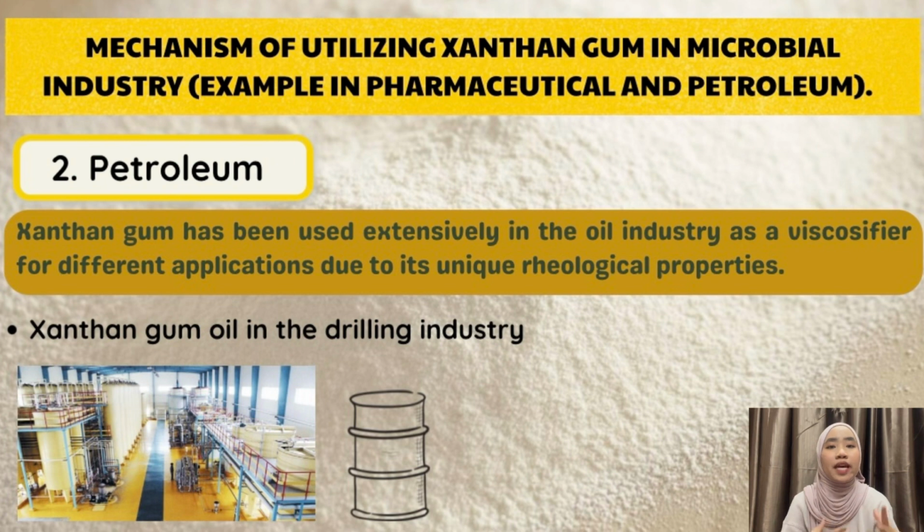Xanthan gum has been used extensively in the oil industry as a viscosifier for different applications due to its unique rheological properties. Xanthan gum products are far more potent than other polymers in thickening, and are salt resistant and pollution resistant, especially for drilling in oceans, beaches, high hydrogen layers, and permafrost layers. I give one example of the application in petroleum, which is xanthan gum in the drilling industry. Xanthan gum is one of the main components. The function of xanthan gum is to increase viscosity and shear force and improve the suspending ability of drilling fluid, which is indispensable for drilling fluid to perform its function.